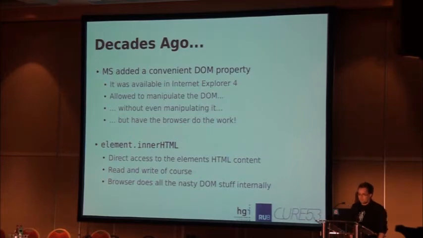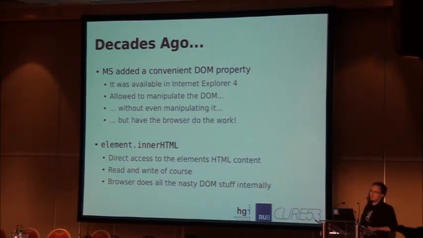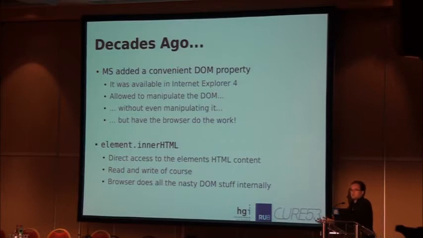And some decades ago, Microsoft added a very convenient DOM property to the very fresh DOM back then. It started to become available in Internet Explorer 4, so it has been added quite some time ago. And it allowed us to manipulate the DOM without even manipulating the DOM and have the browser do the dirty work. Very, very, very useful. And this property was called innerHTML. So it allowed us to get direct access to the HTML content of a DOM element on our website. Read-write, of course. So we could read out the innerHTML and we could set new HTML and it would immediately display on the website. And all the nasty stuff that is necessary was being done by the browser internally.